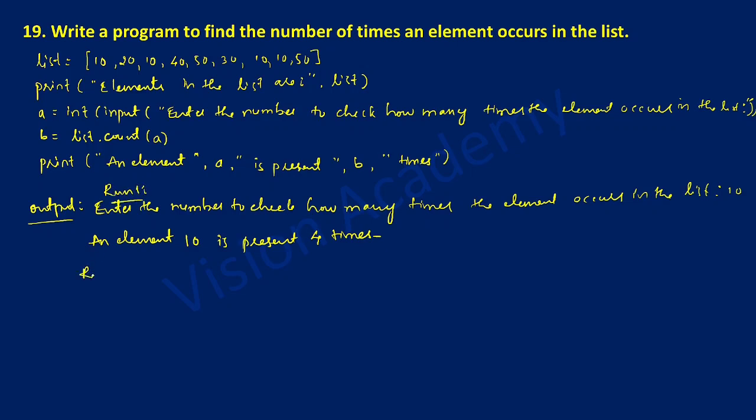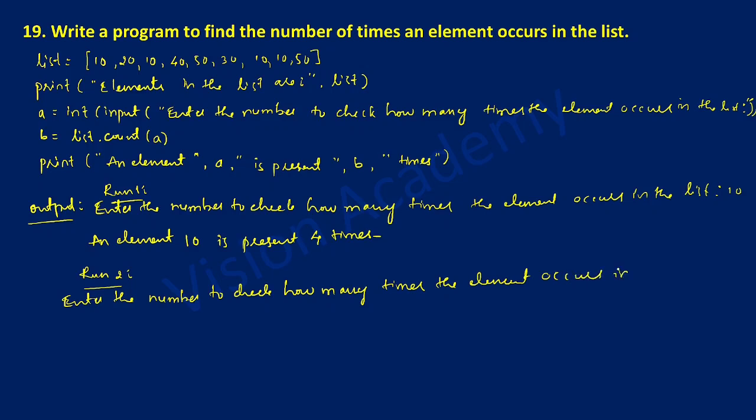Okay. So let us execute this particular program. Call it as run 2. So once again, it will ask the user to enter the number to check how many times the element occurs in the list. For example, I'm going to enter number which is not there in the list.